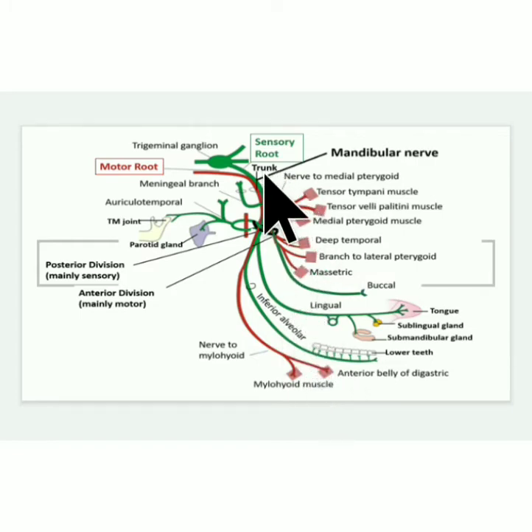So from the main trunk there are two branches, the meningeal branch and the nerve to medial pterygoid. From the anterior division, there is one sensory branch, which is the buccal nerve, and three motor branches, the deep temporal, the branch to lateral pterygoid, and the masseteric. And from the posterior division, there are the auriculotemporal nerve, the lingual nerve, and the inferior alveolar nerve.